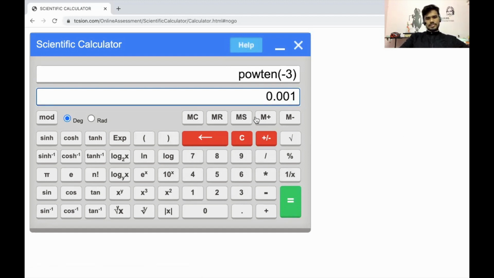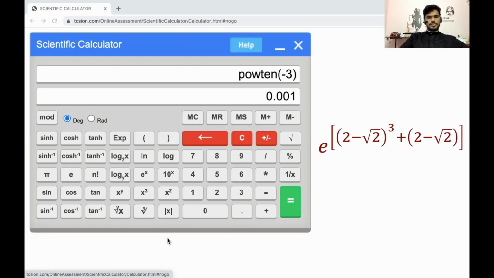Okay, great. Now let's go ahead and do these memory functions. For that, I'm going to input another interesting expression, to highlight what this thing has in store for us. Suppose we can read what this expression is, right? So we want e power of, so there is a big bracket in the power of e. So we have 2 minus root 2 cube of that, so 2 minus root 2 cube plus 2 minus root 2.